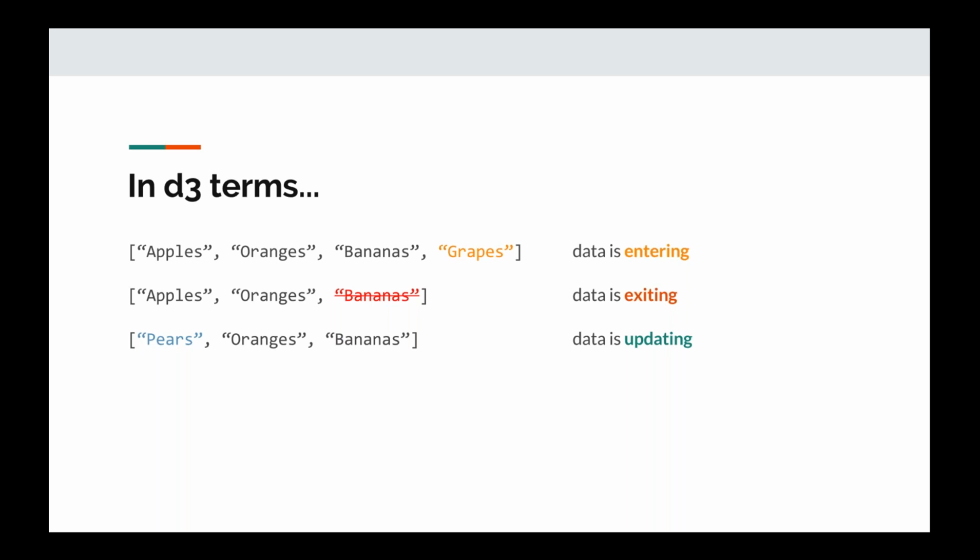However, when you do your data binding, it's outside the scope of today, but you can give it a function to say, oh, and key it by this. So apples is always apples, so that it doesn't use the index to figure out what dropped out, or what is exiting versus updating versus entering. It uses the key to figure it out. And that's important for certain types of visualizations you might build.